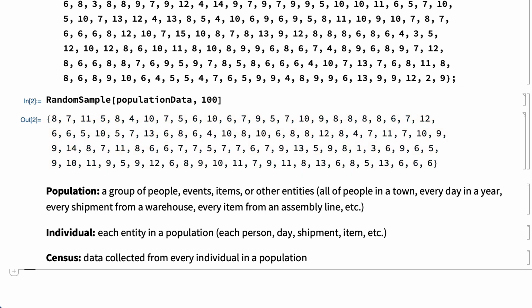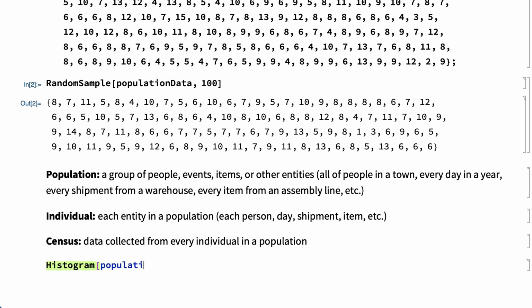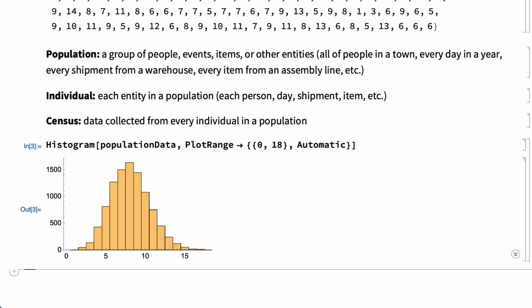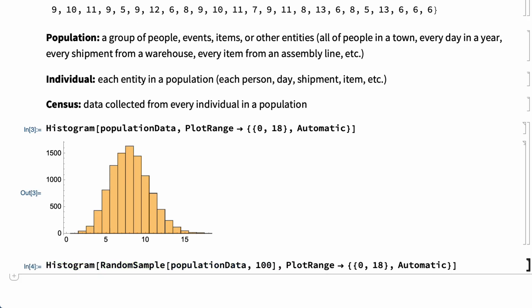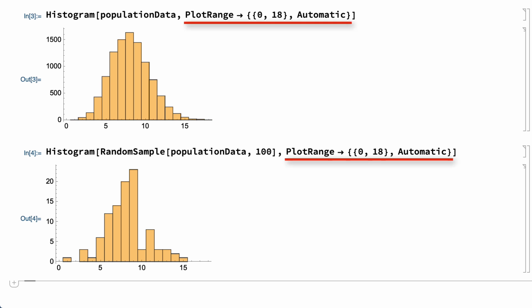One way of answering that question is by comparing a histogram of the data from the population with a histogram of the sample. Here is a histogram for the data from the population, and here is a histogram of a sample from that data. A value of the plot range option is included in these inputs so that the histograms use the same horizontal scale, which makes it easier to compare the histograms.